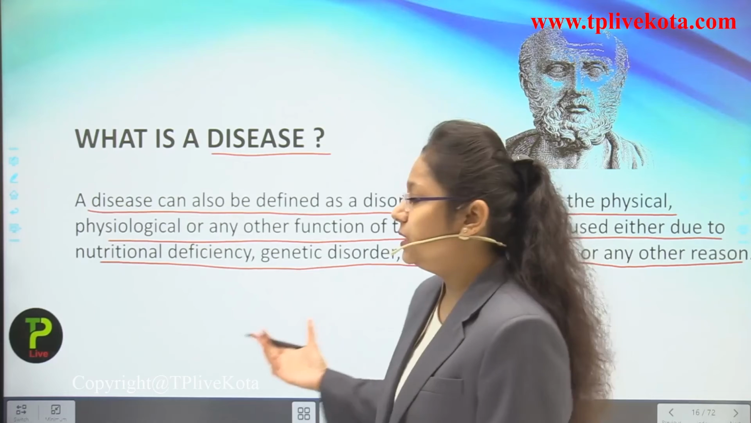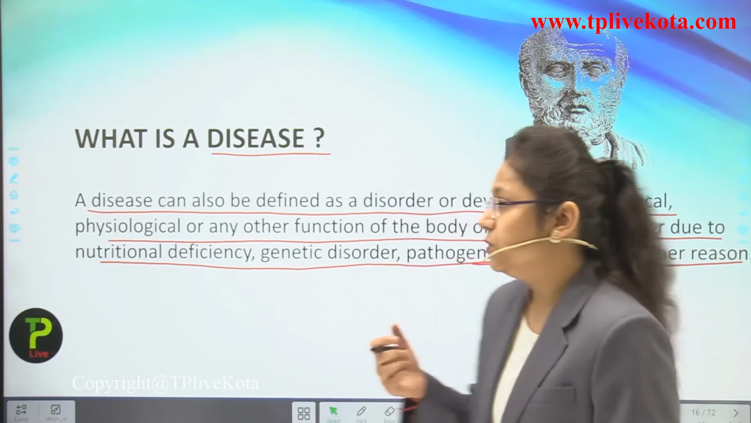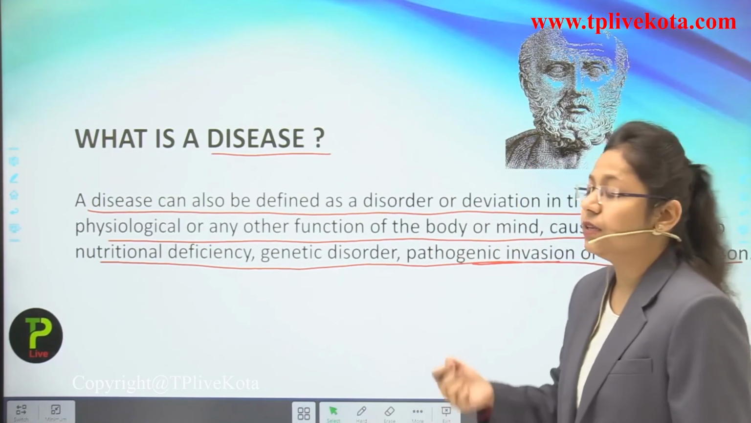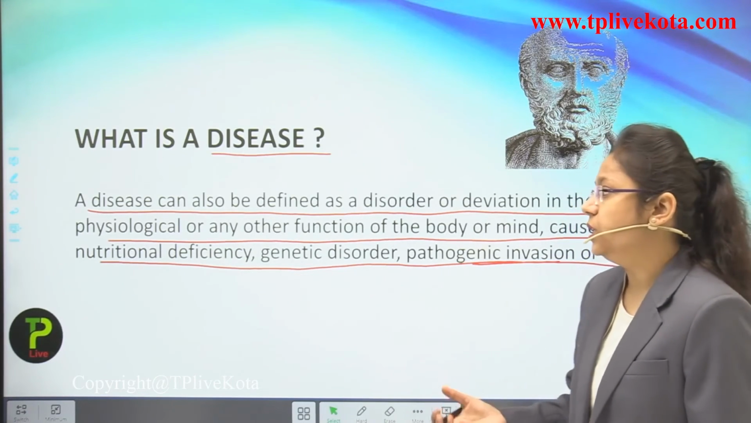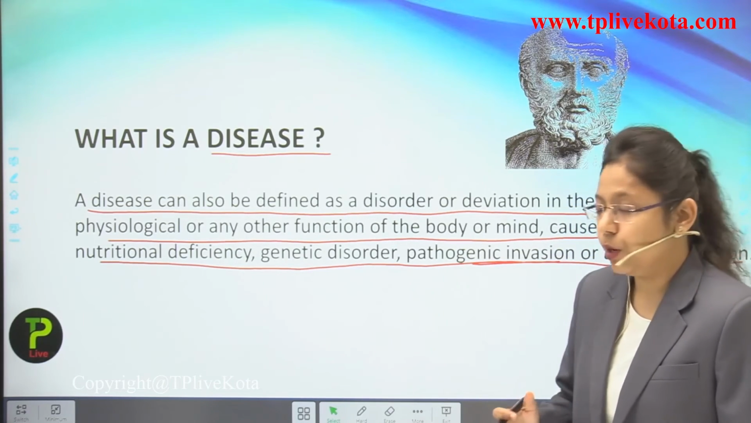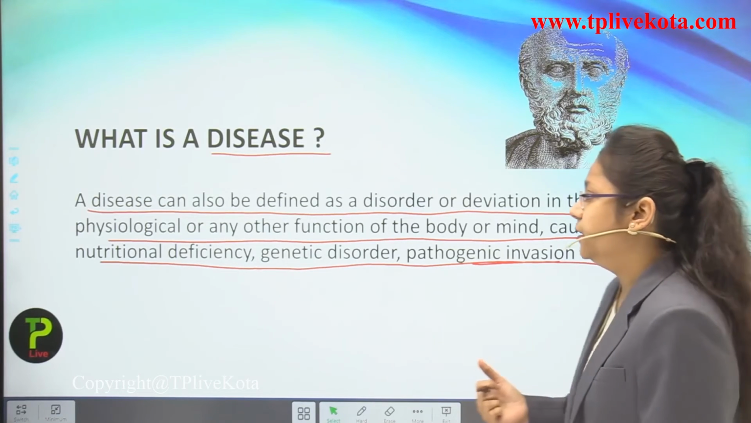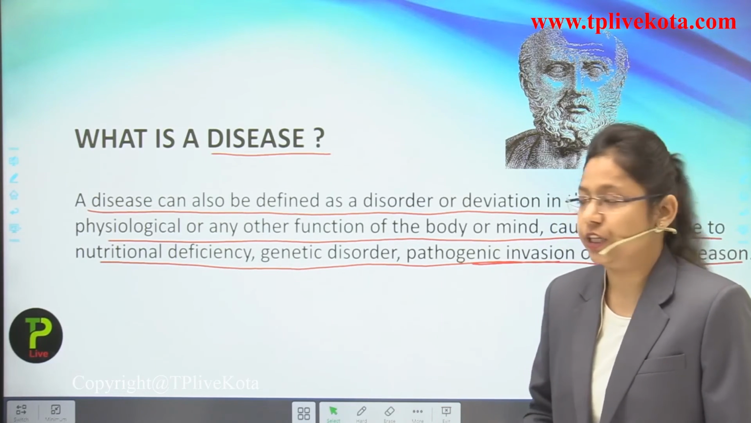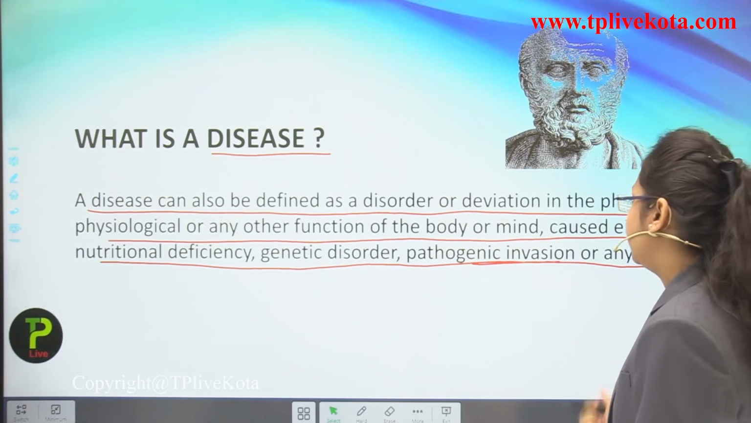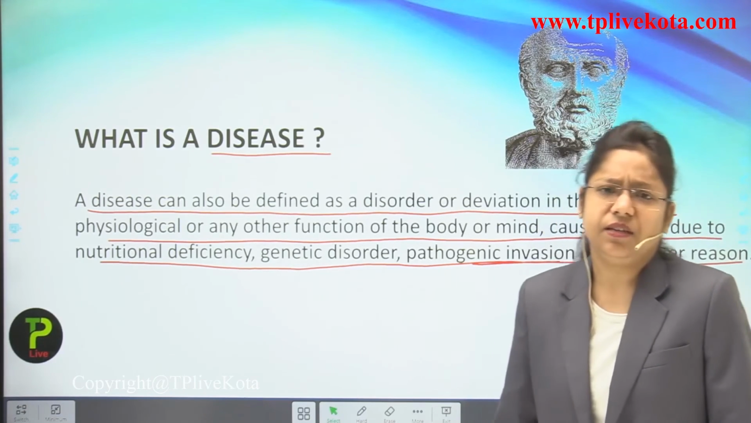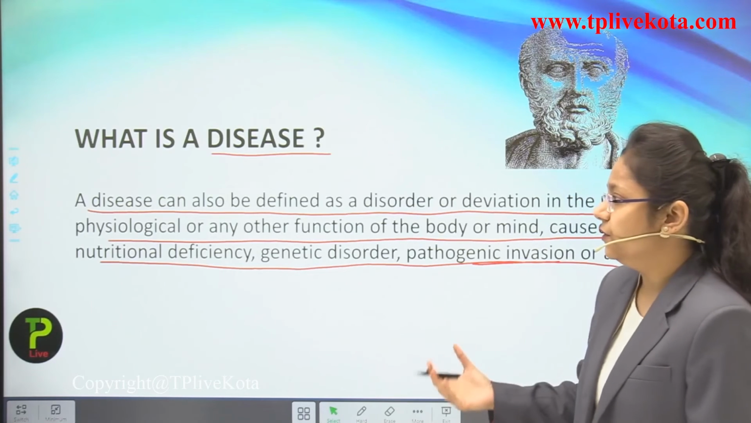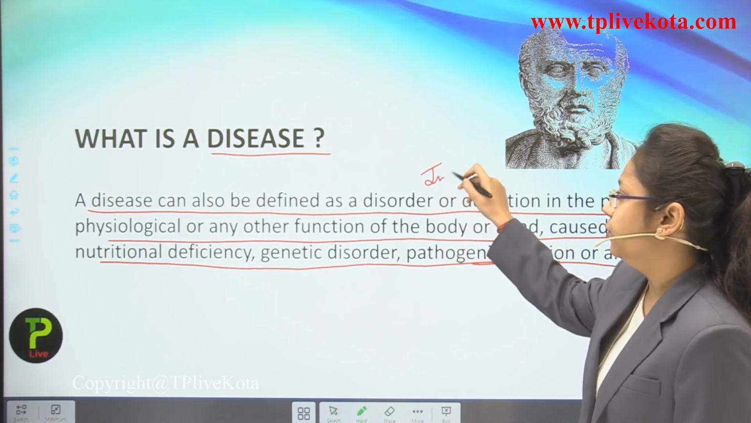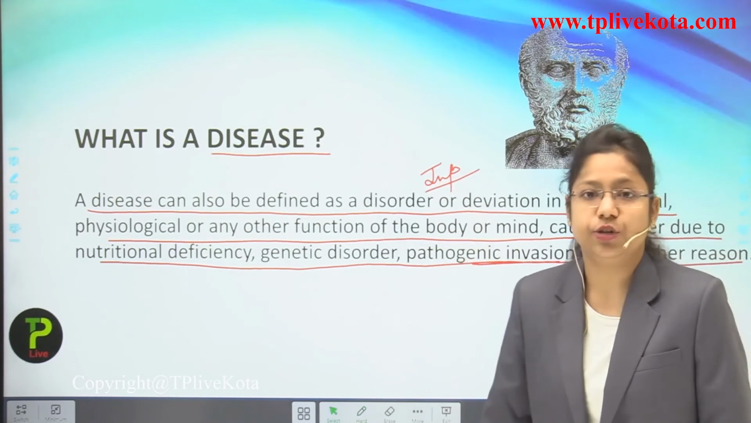So what is a disease, students? A disease can be defined as a disorder or deviation in the physical, physiological or any other function of the body or mind caused either due to nutritional deficiency, genetic disorder, pathogenic invention or any other reason may it be. This is known as disease, and this is the definition of disease. This is important and you all have to learn this definition properly.